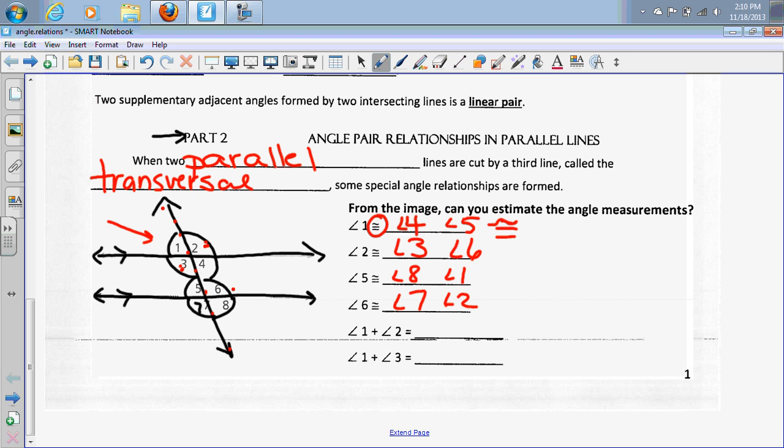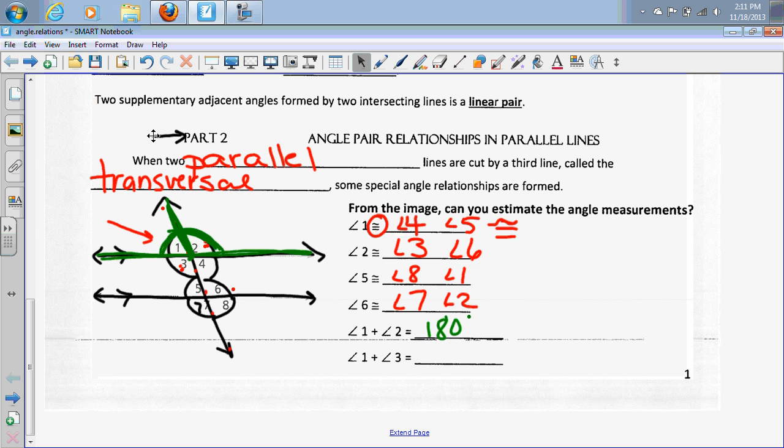But looking back up here at angles 1 and 2, if we were to add those two together, remember they're lying on the same line, they're supplementary, they're adjacent because they share a line, they share a side and a vertex. Their sum is going to be 180 degrees.